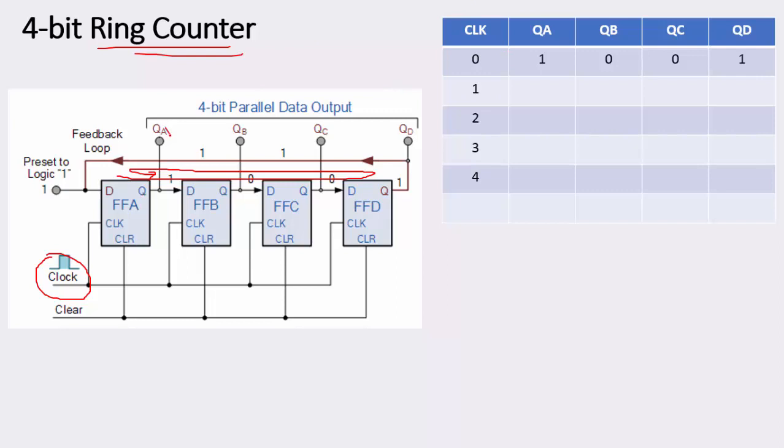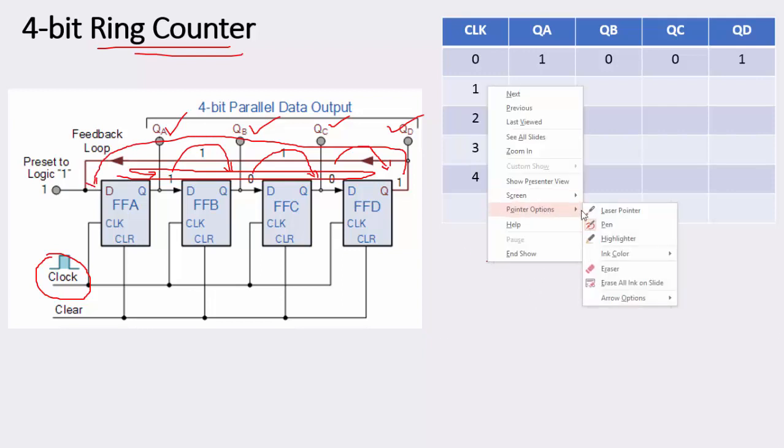Initially, I put the QA output at 1, QB output at 0, QC output at 0, and QD output at 1. Now when the first clock pulse comes, what is the truth table for a D flip-flop? It will output the same state; it will just forward it to the next block. So each and every bit will move to the next step. This will go here, this will go here, this will go here, and again this will come back to this input.